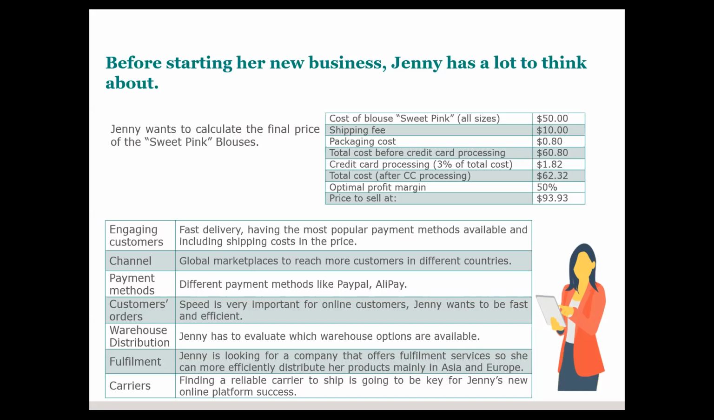Customer orders. Jenny wants to invest more time in her online channel and reply quickly to all of her customers' requests. Warehouse distribution. Jenny used to have a small warehouse, but now that she wants to expand her business, she will need a better option to store her product. Fulfillment. Jenny is looking for a company that offers fulfillment services so that she can efficiently distribute her products in Asia and Europe. Carriers. Finding a reliable carrier to ship Jenny's blouses on time to every corner of Asia and Europe is going to be key for Jenny's new online platform success.